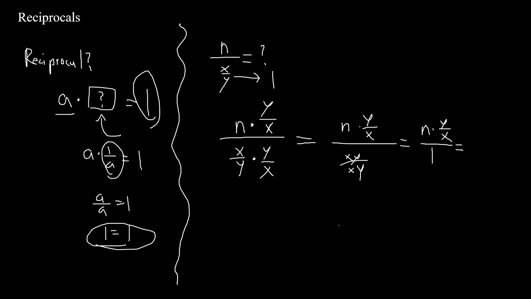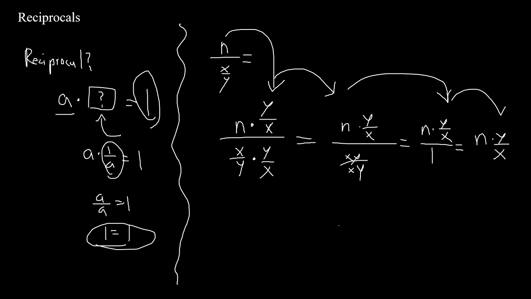And when you divide a number n by 1, that's just asking how many 1s are there in n. Well, there's n 1s in n. So it's just going to be equal to n multiplied by y over x. And basically, look what we got. We turned this into this, into this, into this. Finally, we got n multiplied by y over x.